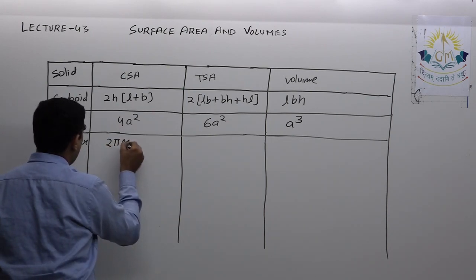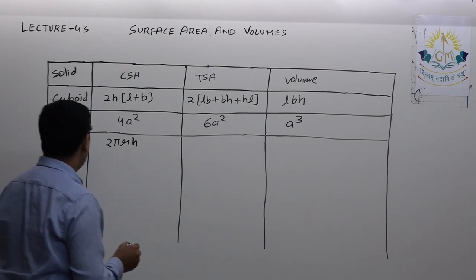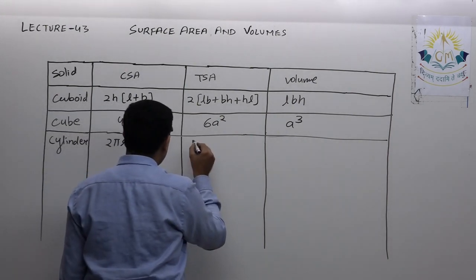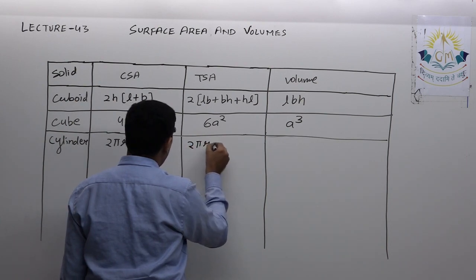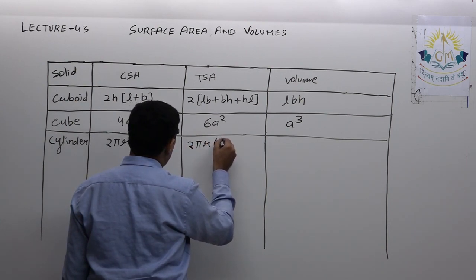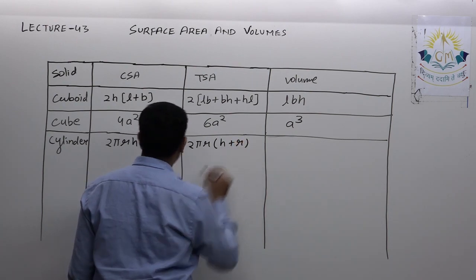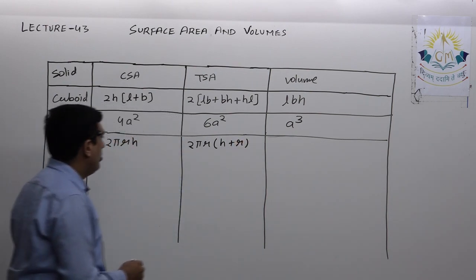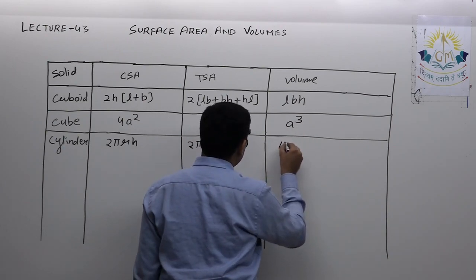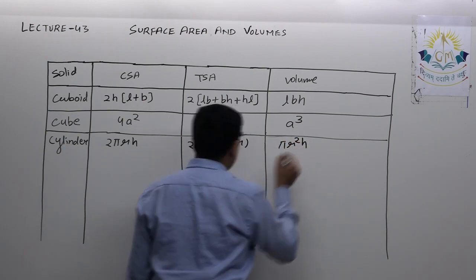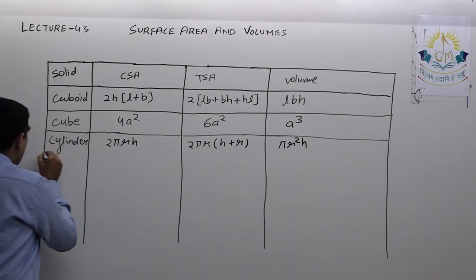Okay, next is cylinder. Curved surface area of cylinder is 2 pi r h. This is the CSA of cylinder. TSA of cylinder is 2 pi r (h + r). Okay, 2 pi r h plus 2 pi r square. Volume is pi r square h. It is the volume of cylinder.